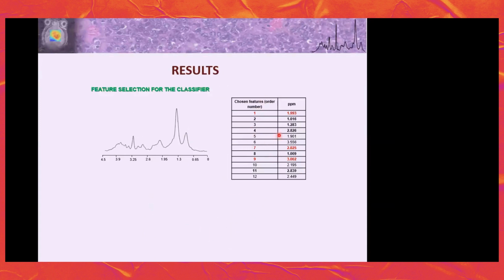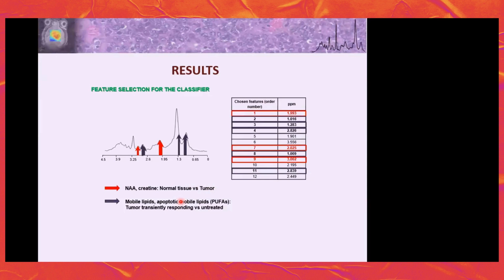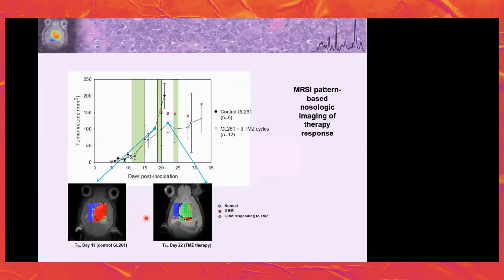These were the chosen features by the model, which essentially correspond to individual data point heights that can easily discriminate normal tissue versus tumor: acetyl aspartate and total creatine. And these were the mobile lipids, apoptotic mobile lipids, the PUFAs that Haris Koptani mentioned, and these were the measured therapy response biomarkers. And of course, we could then color code control tumors red, blue for affected brain, and differentiate them from responding tumors, green pattern for that one.